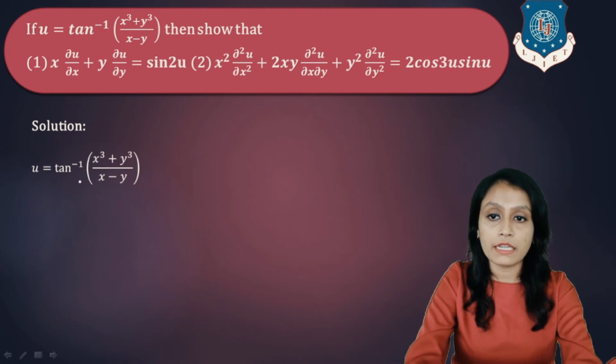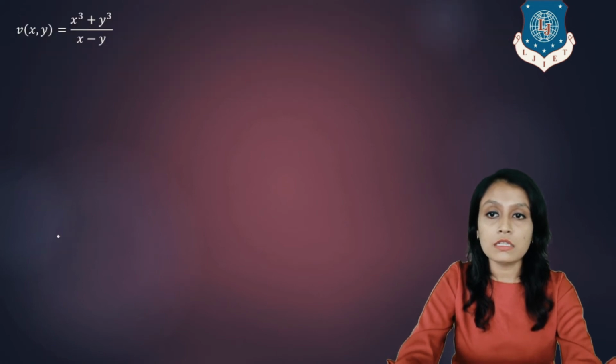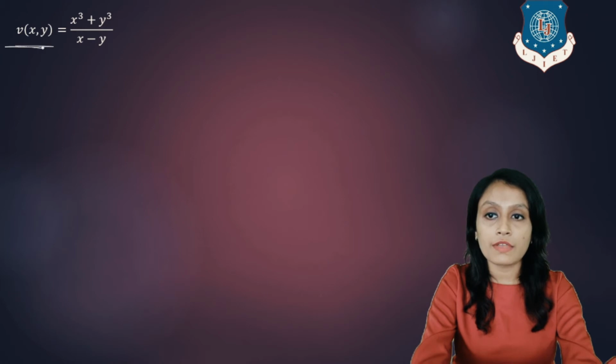Here u is given, that is tan inverse of x cube plus y cube upon x minus y. So u is some function of v. Firstly we will bring this tan inverse to the other side. So you will get tan u is equal to x cube plus y cube upon x minus y. Now consider this x cube plus y cube upon x minus y as v of x, y.